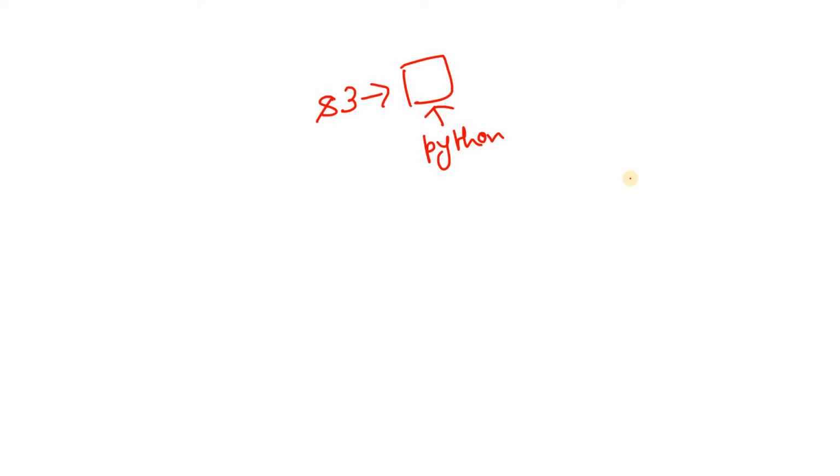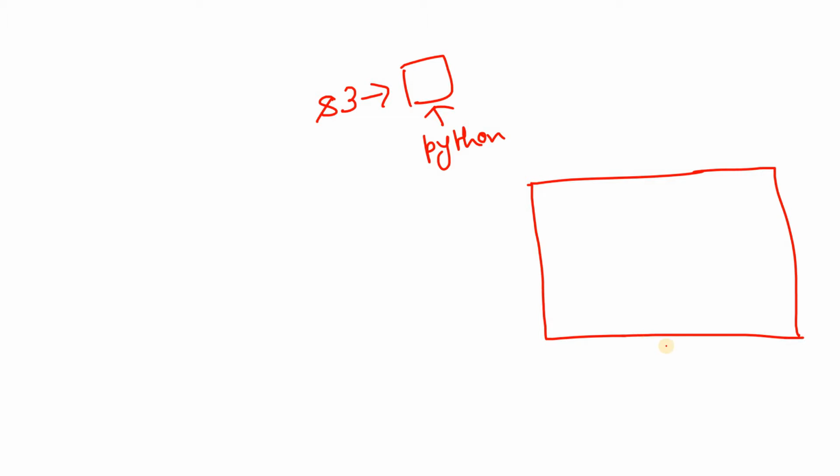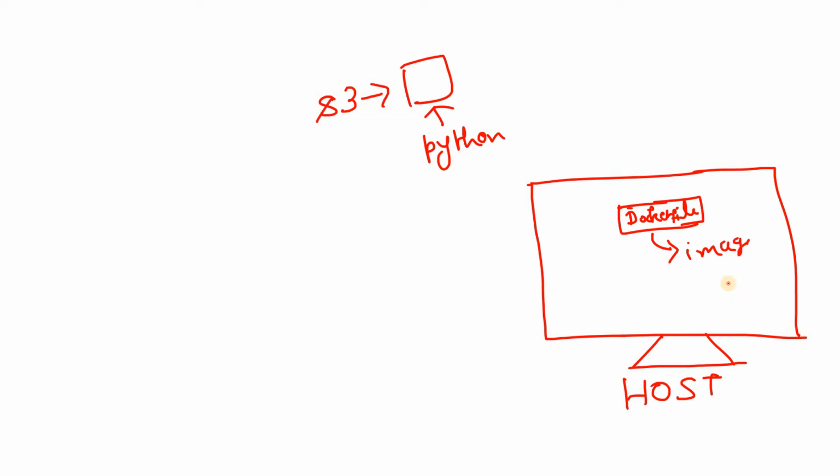And suppose I have my host machine. Within the host machine, we are creating a Dockerfile. From that Dockerfile, if we build it, a Docker image will be created. And from that image, if we run it, a Docker container will be created, right?